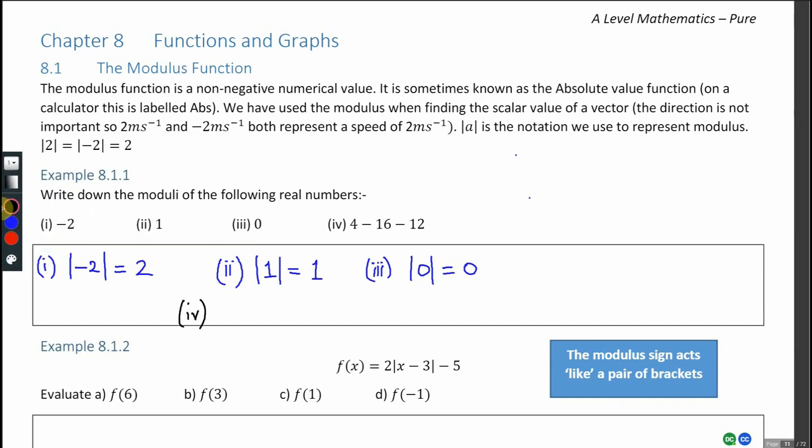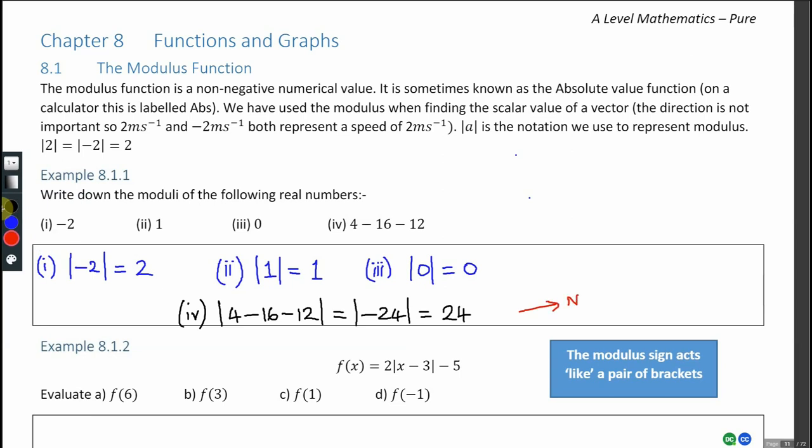I want you to have a go at this one before you see my solution. So write down the modulus of 4 take away 16 take away 12. Pause the video if you need to and have a go. So part 4, the modulus of 4 take away 16 take away 12. Well, 4 take away 16 is minus 12. Take away another 12, that's minus 24. So the modulus of minus 24 is 24.